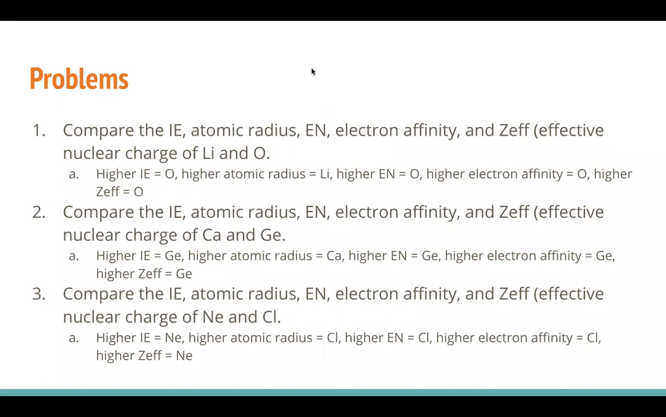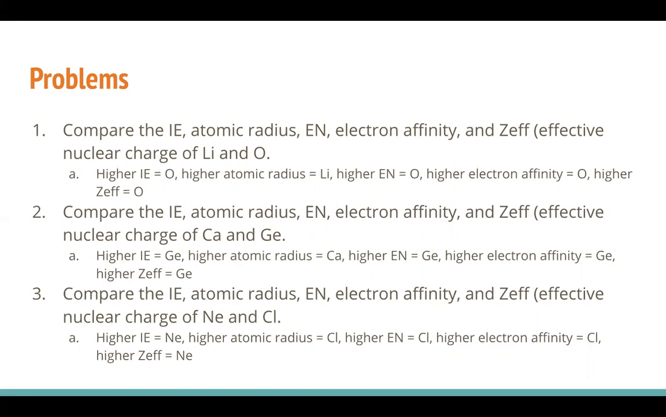Okay, so if you just look at a periodic table for these, oxygen has a higher ionization energy because it has more protons than lithium, but lithium has a higher atomic radius because it has less protons to exert an attractive charge on the electrons. And so oxygen has a higher electronegativity, again, because more protons, higher electron affinity, also more protons, more attraction, and higher effective nuclear charge, also because of more protons.